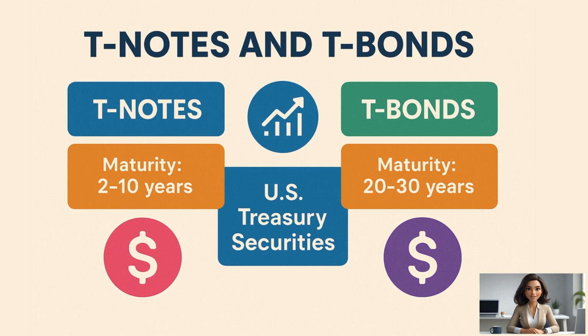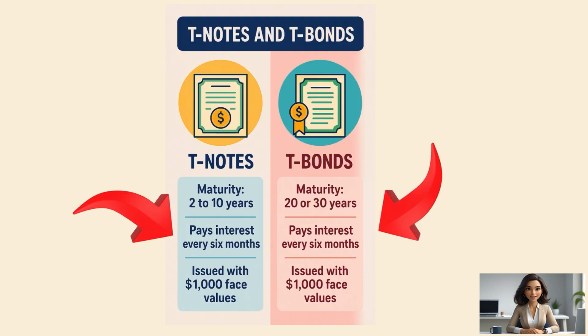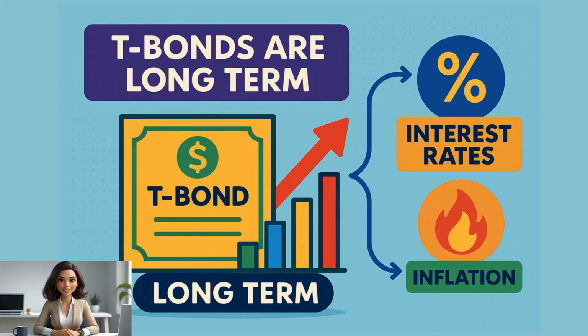Be very careful if there is a question asking you to calculate the interest payment, as it will be semi-annual or twice a year, but the bond will have an annual rate. So the semi-annual payment is only half of the annual payment. Remember for your exam that T-bills are short-term debt instruments, and T-bonds are the longest period of time, and T-bonds have the most risk for inflation and interest rates.